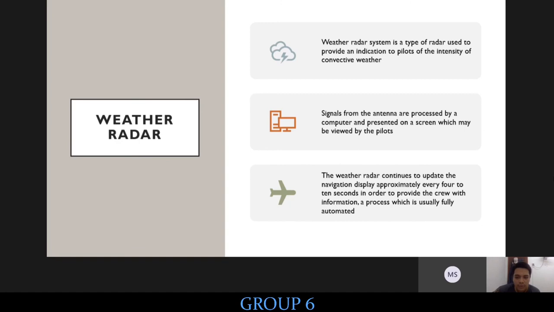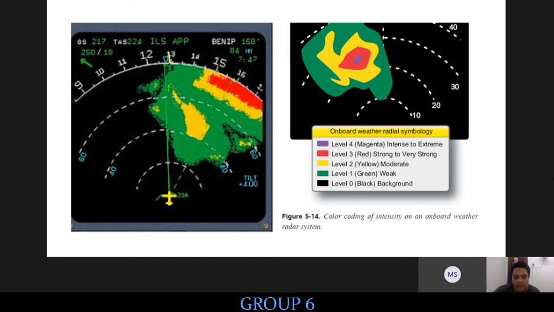This is an example of weather radar inside the cockpit. The black is the background. Level 1 weather, color green, stands for weak, and level 2, color yellow, means the wind is moderate. Level 3, color red, means the weather is strong to very strong, and level 4, color magenta, is intense to extreme weather.